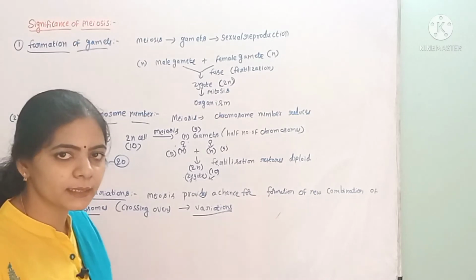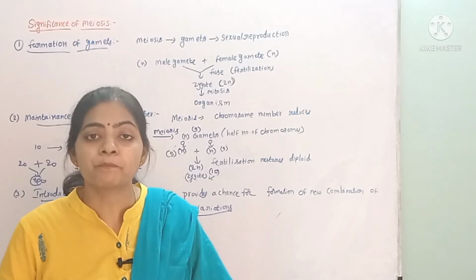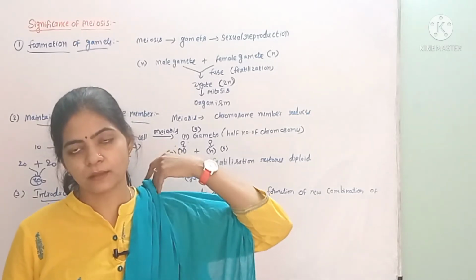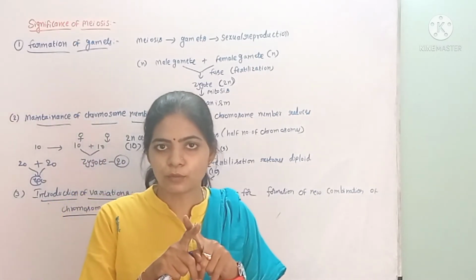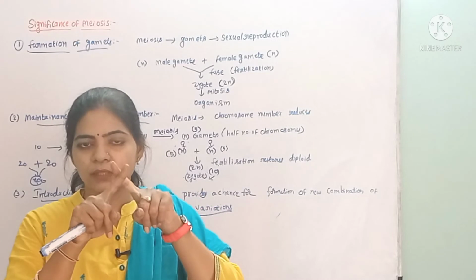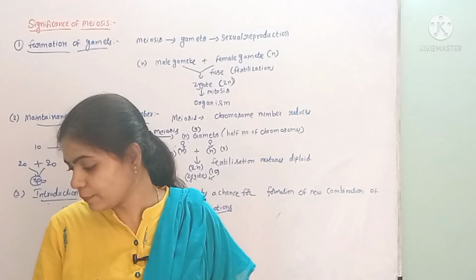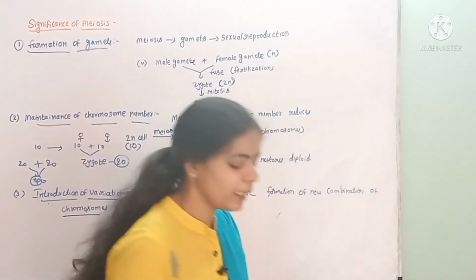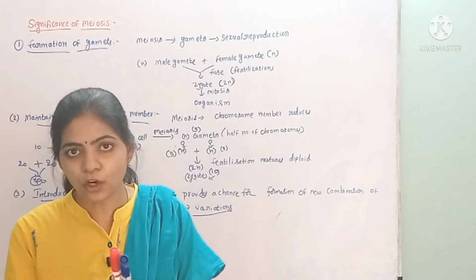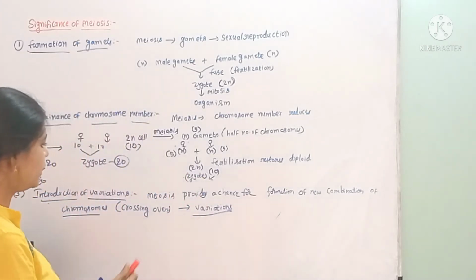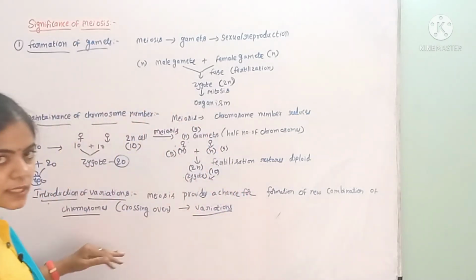How do these variations occur? In meiosis 1, in prophase 1, we have studied that crossing over occurs, right, between the homologous chromosomes, paternal and maternal chromosomes. Because of that crossing over, there is an exchange of genetic material between the two chromosomes. That is called recombination. Because of that crossing over, we are getting the variations in each generation. So for all these reasons, meiosis is important.